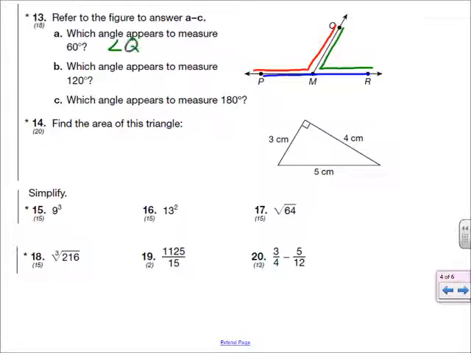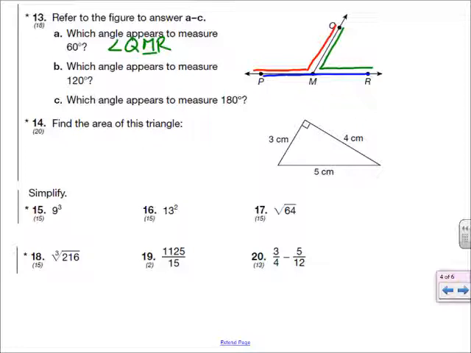So angle QMR. When you name an angle, you always need to make sure that the vertex or the corner of the angle is the middle letter. The other two actually don't matter. So I could also name this as RMQ.